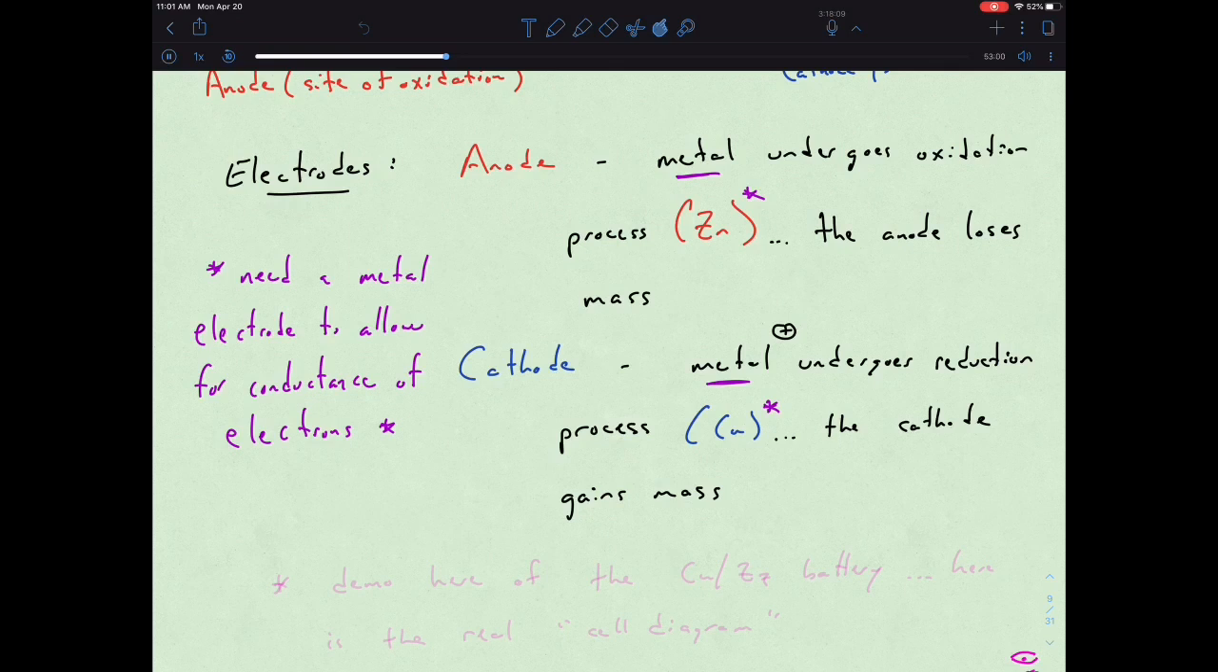Just to represent that more in real time, check out the demo here of the copper zinc battery. Here is the real cell diagram, basically representing what we had earlier as a cartoon, but now actually doing the experiment. Take a look.